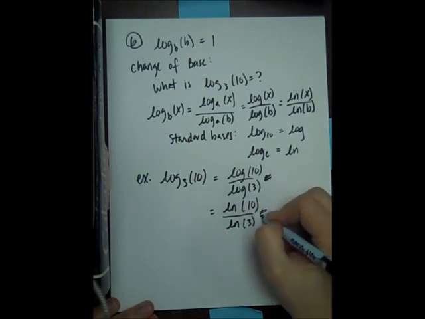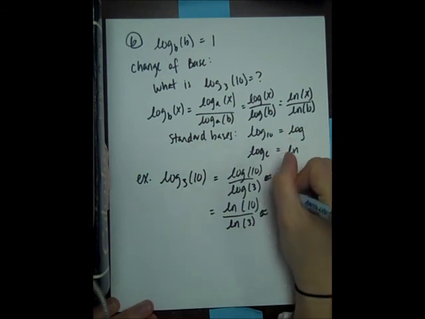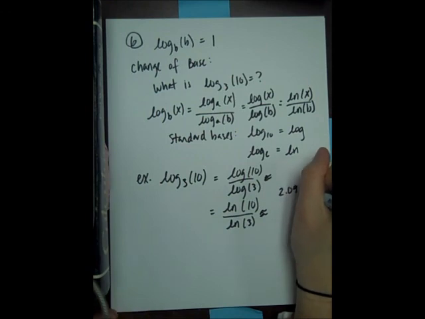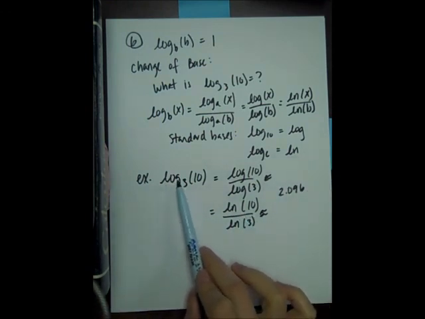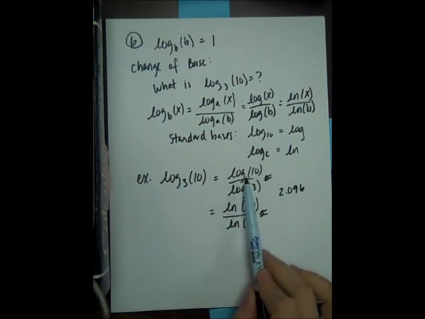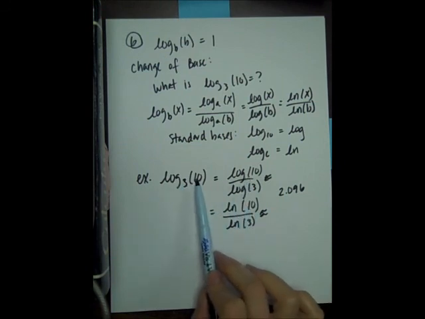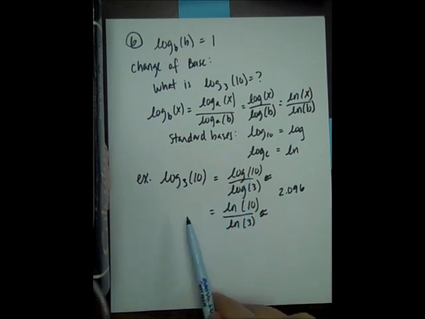And what do we get? If you type this in, you'll get approximately 2.096. You get the same answer either way. So if you want a decimal approximation, convert it to a different base. Use either 10 or e, and just do log of the inside divided by log of the old base, or natural log of the inside divided by the natural log of the old base, and you'll get a decimal approximation. So those are your properties of logarithms, and that's how you find a decimal approximation using logs.